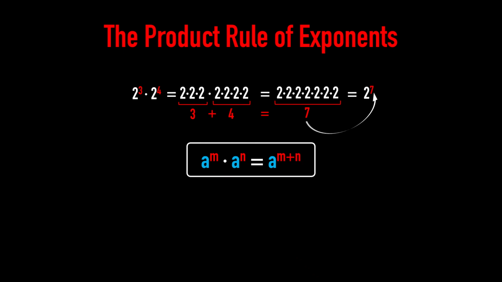Let's look at some examples. 6 to the 5th times 6 to the 10th equals 6 to the 5th plus 10, which is 6 to the 15th. Similarly, x to the 4th times x to the 6th equals x to the 4 plus 6, which is x to the 10th. Okay, much better than before. Now, let's see the rule for dividing two powers in the next slide.